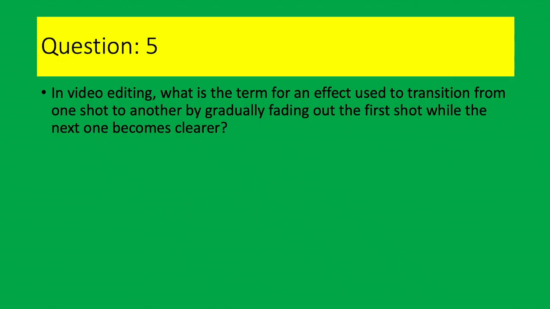Question 5. In video editing, what is the term for an effect used to transition from one shot to another by gradually fading out the first shot while the next one becomes clearer? Crossfade.